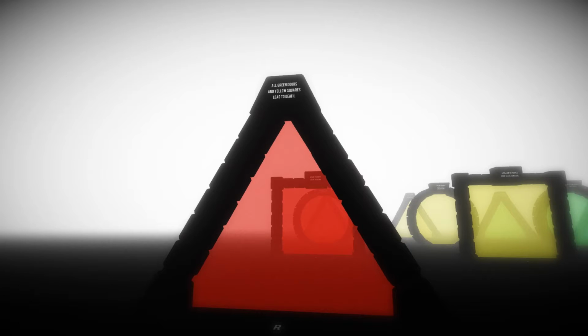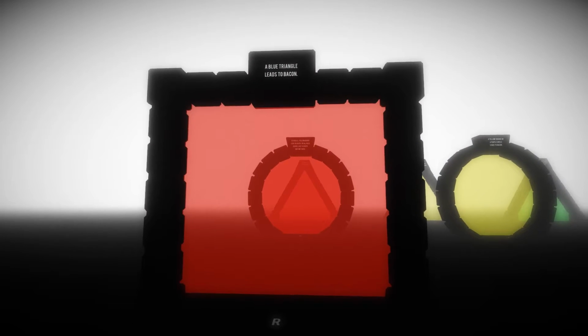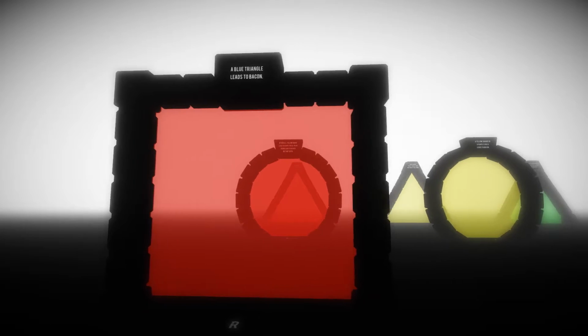All green doors and yellow squares lead to death. That can also be true. A blue triangle leads to bacon. Those, well, let me see now.